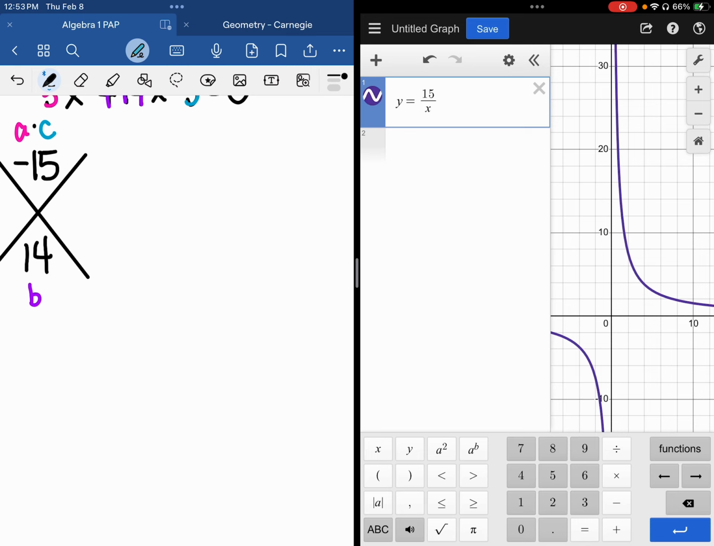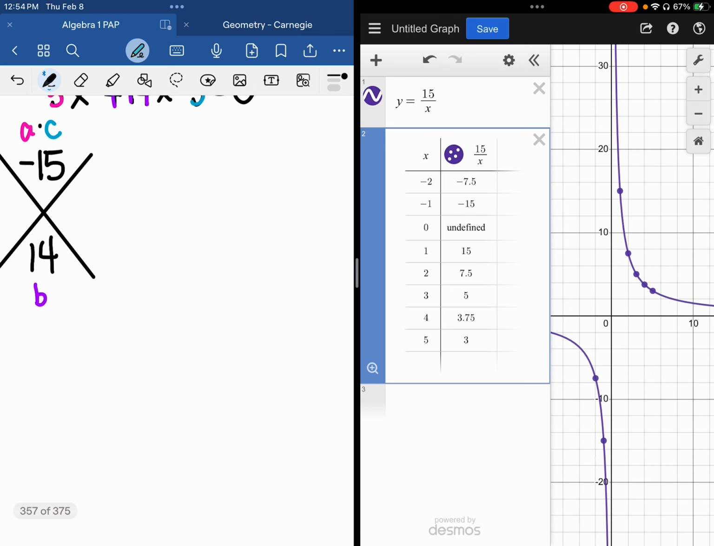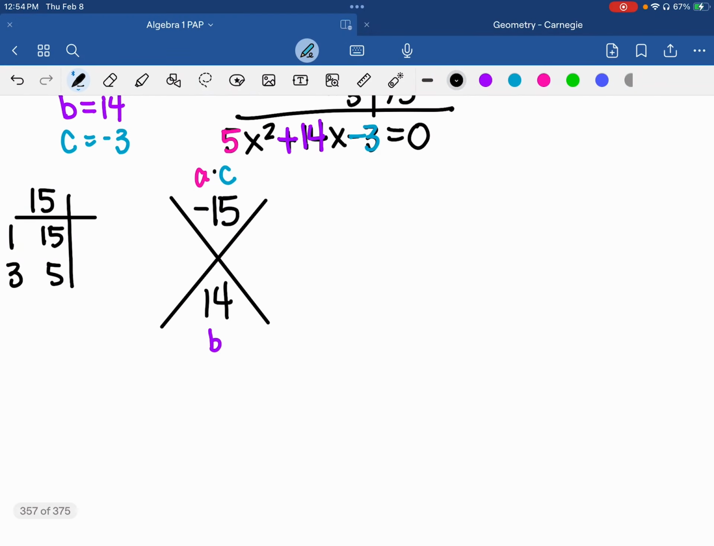There we go. And let's go ahead and open that up. So 1 and 15, 2 I would ignore because it gives me that, 3 and 5. The only number in between them is 4. 4 gives me a decimal, and then 5 is back to 3. So there we go. I was correct.